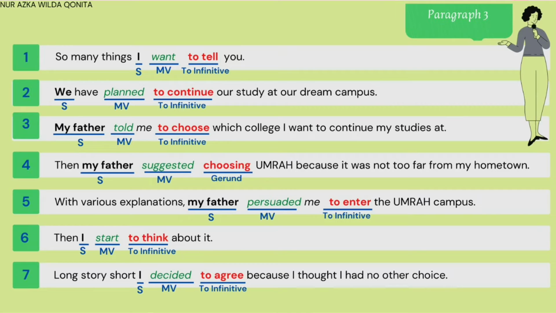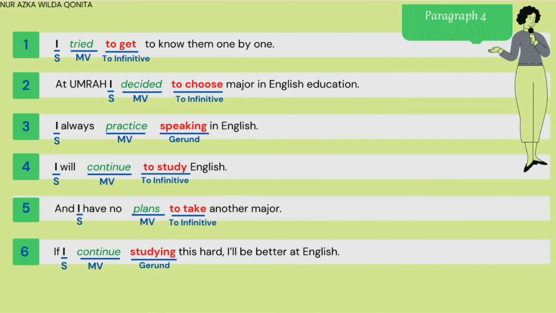to infinitive. Number 7, long story short, I decided to agree because I had no other choice. So I in here is the subject, decided in here is the main verb, and to agree in here is the to infinitive. The next is paragraph 4.